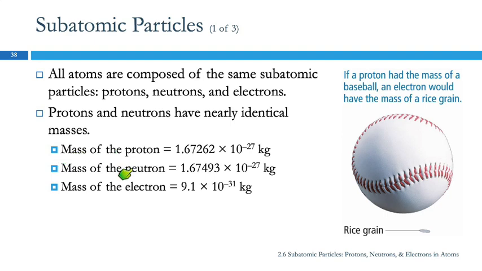The mass of a proton and the mass of a neutron are extremely similar. They differ in the fourth digit. The mass of an electron is significantly smaller. Real world analogy, if the proton was the mass of a baseball, the electron would be the mass of a grain of rice. So it weighs a lot less.